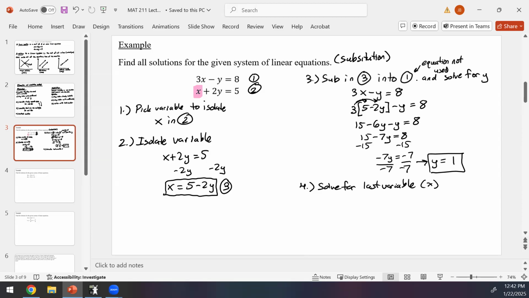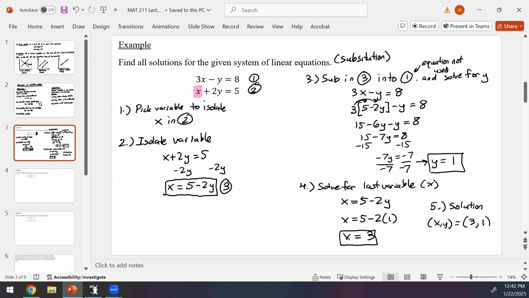In this case, x. So now, does it matter which equation that you use to solve for x? No. But there is a best equation, and I would use equation number 3, because x is equal to 5 minus 2y. So then x is equal to 5 minus 2 times 1. And so x is equal to 3. Right? So we get that number. And so once you have your two values, the final step that you could say is solution. And so x comma y is equal to 3 comma 1, right?